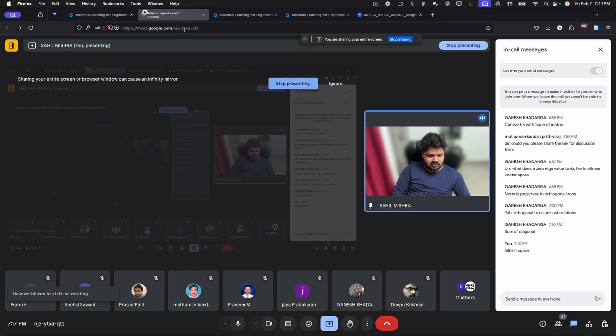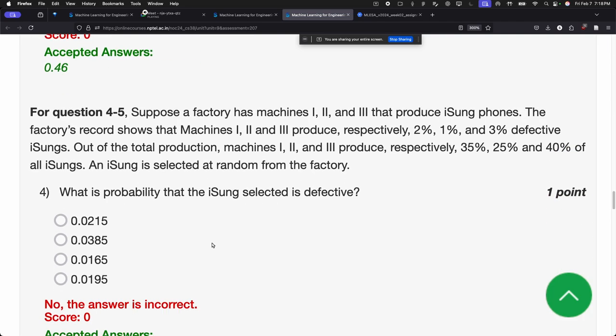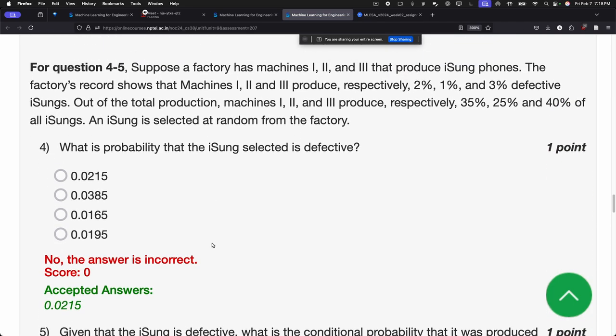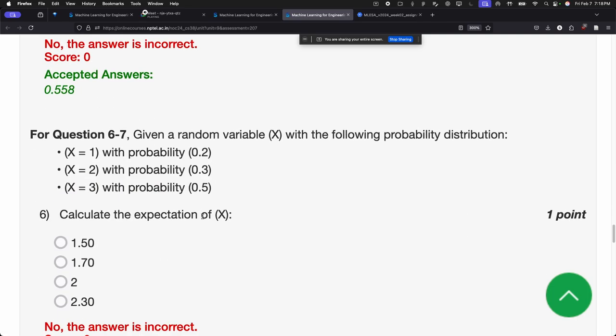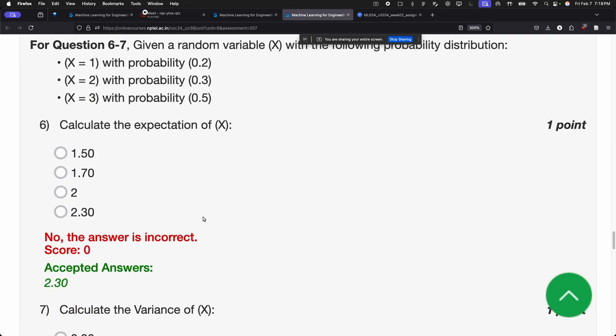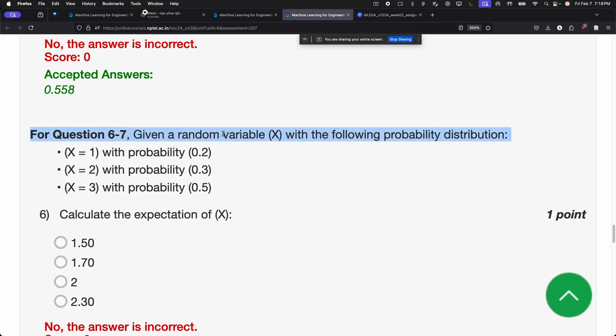Any other doubts in this question? I don't think any doubts will be there. I'm not discussing probability questions. Let's see some other question. I think week 2 was probability only. Let's discuss this one. It was asked in our assignment as well.